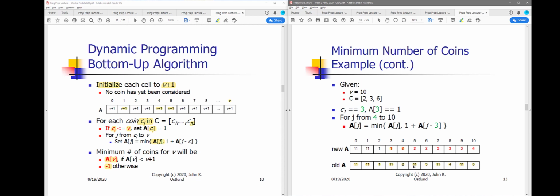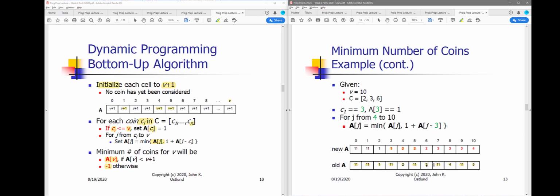Now for 5, we currently have 11, but we can do better than that, so we're going to get the minimum of either 11 or 1 plus a sub 5 minus 3. That gets us down to slot 2, and that's only 1. So we only need 1 plus 1, which is 2 coins now, to create change for 5 cents. All right, which is clear. I mean, we need a 2-cent piece and a 3-cent piece.